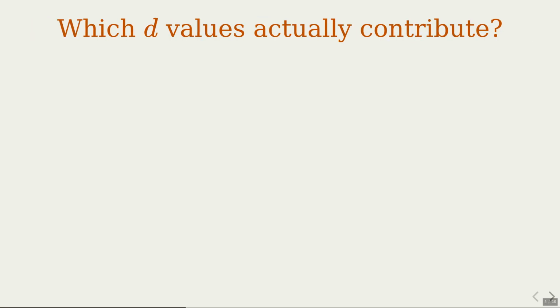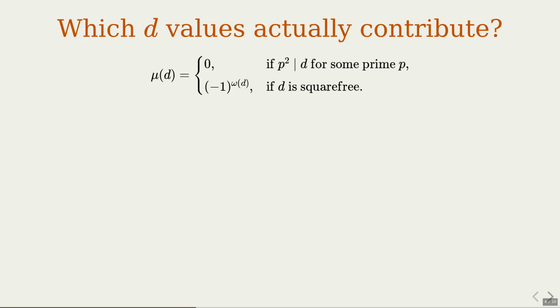To shrink the work even further, we need to remember how the Möbius function behaves. I remember it can be 0 or plus or minus 1, depending on the prime factors, but I forget exactly when. This definition says that if any prime square divides d, then the Möbius value is 0. And otherwise, for Squarefree d, it is plus or minus 1 depending on how many distinct primes divide d.